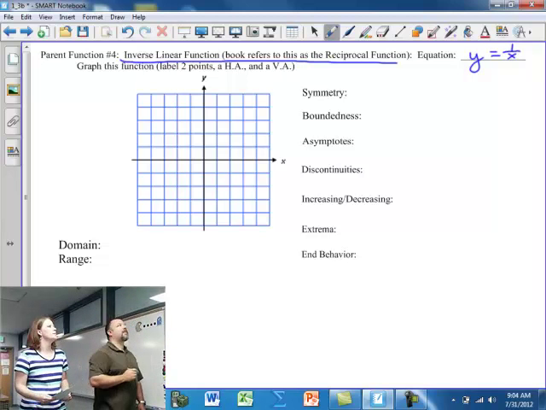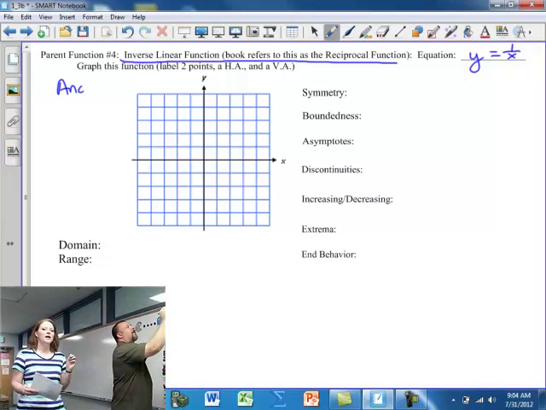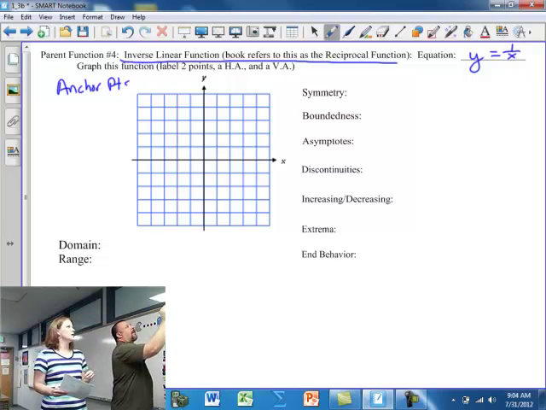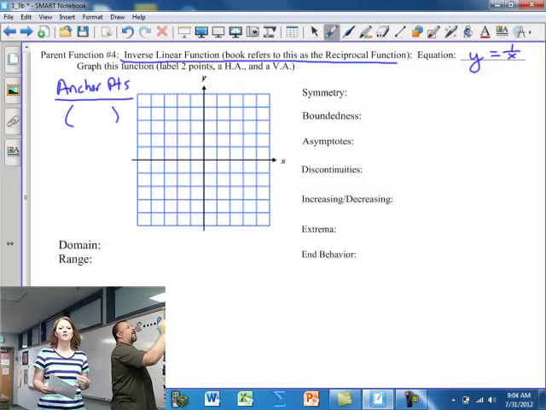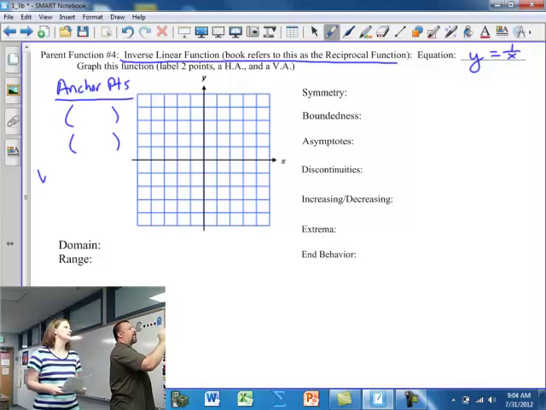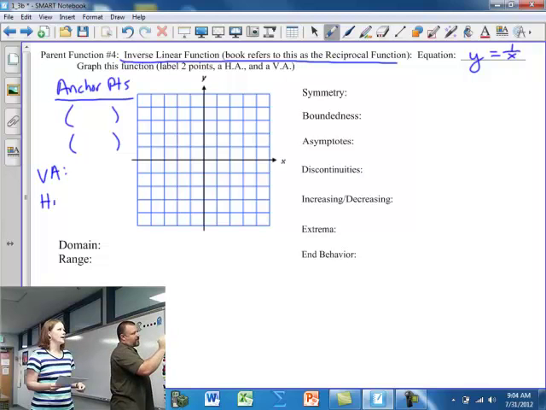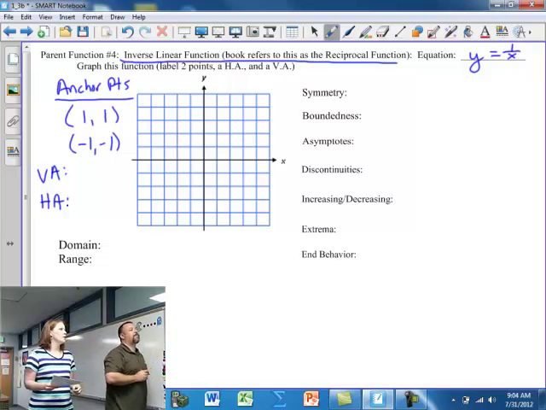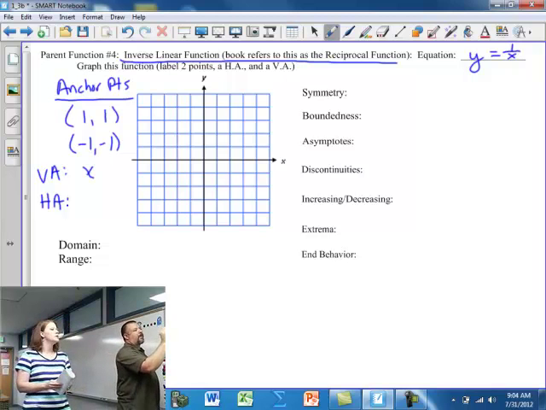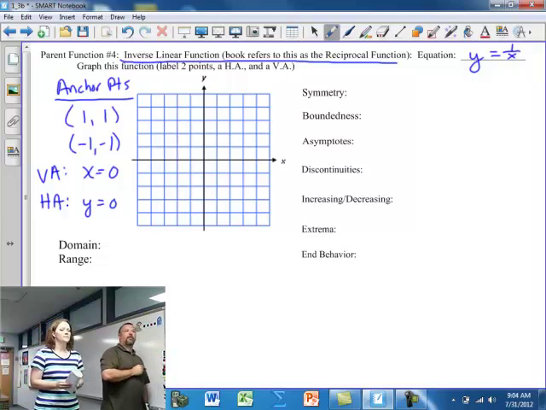Okay, this function is going to have key features of 2 important points, a horizontal asymptote and a vertical asymptote. So you'll have 4 pieces to this function. So, Mr. Lucky, what are our anchor points? We have 1, 1 and -1, -1. Okay, we're going to have a vertical asymptote at x equals 0. We're going to have a horizontal asymptote at y equals 0. All of those are important.